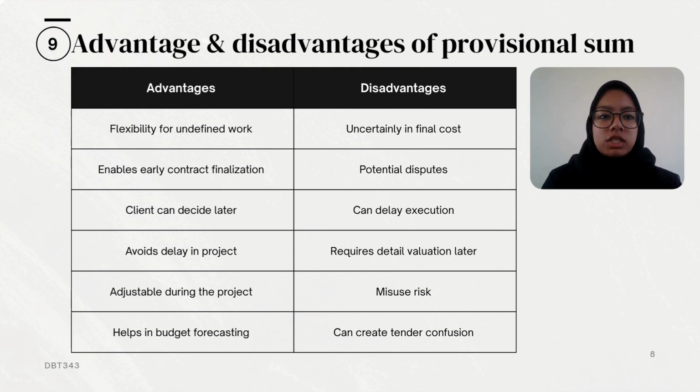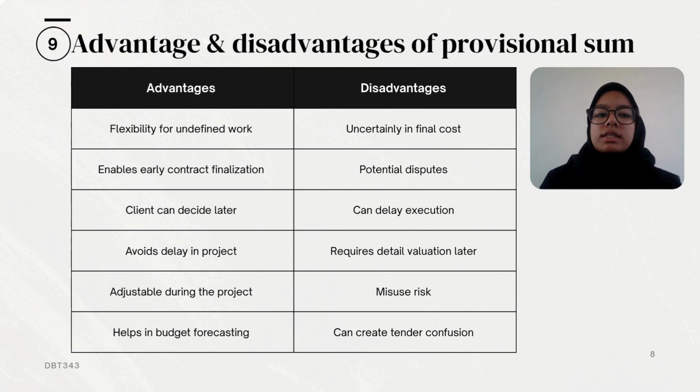And for disadvantages, first, uncertainty in final cost. Since the scope is not fully known, the actual cost might be much higher than the provisional amount. Second, potential disputes may lead to disagreement on the scope of work and the valuation between contractor and client. Third, it can delay execution. If decisions on provisional sum items are delayed, it can impact progress and scheduling.